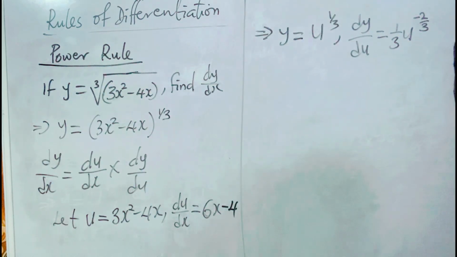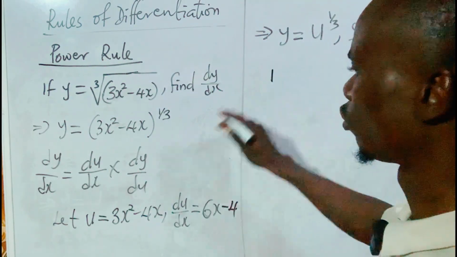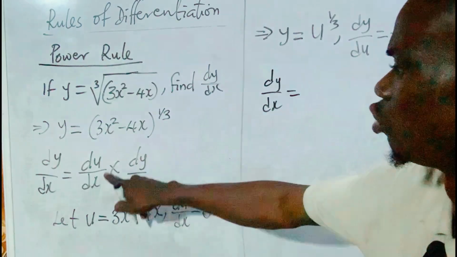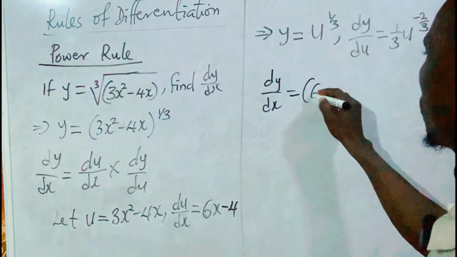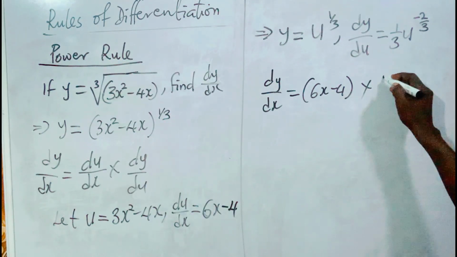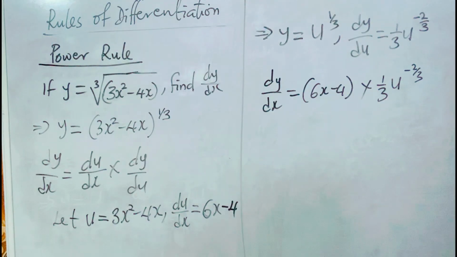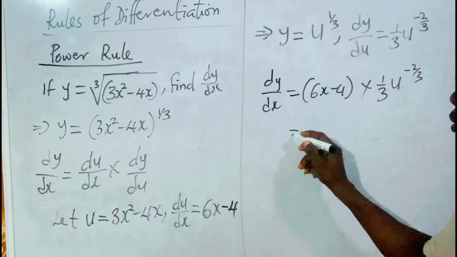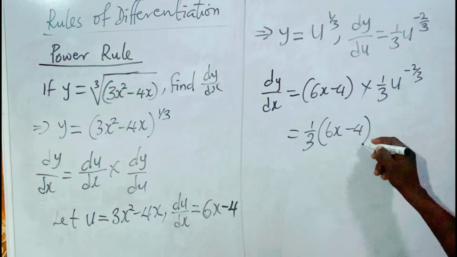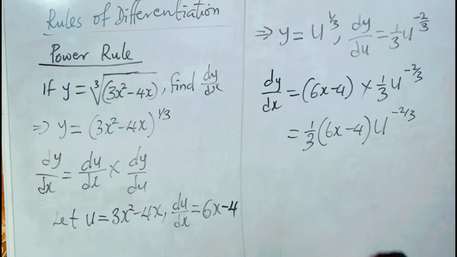So now we can take our formula and substitute. So dy/dx is equal to du/dx, which is this, 6x minus 4, times dy/du, which is 1 over 3 u raised to minus 2 over 3. Okay? If you multiply, you have 1 over 3 into 6x minus 4, then this is u raised to minus 2 over 3.